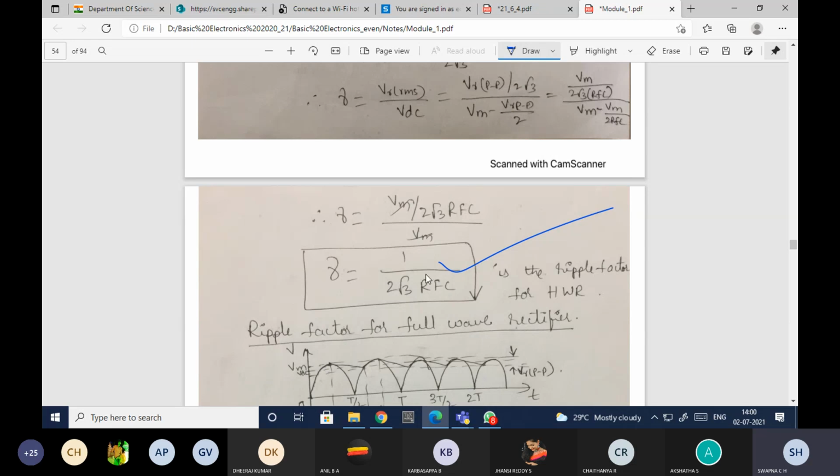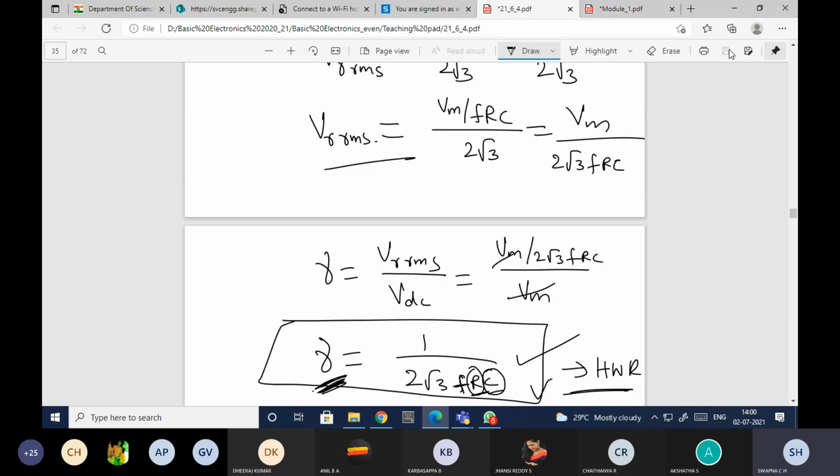In the exam, they may give you the value of R, the input signal frequency, and the capacitor value, and then ask you to calculate the ripple factor. So that's all with this derivation. Anybody who has any doubts with respect to this derivation, please let me know. Everybody in the class?